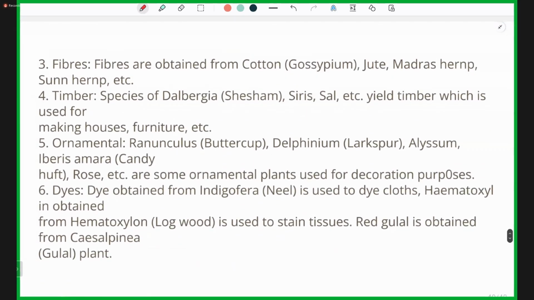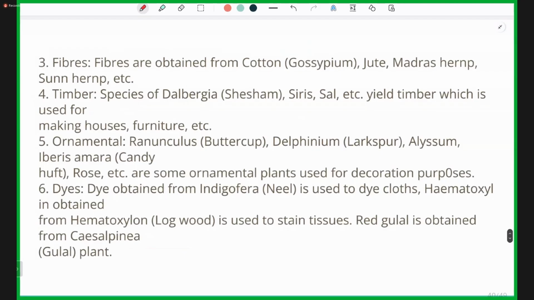Now, fibers, the cotton which we see, the jute, and the hemp, they are all obtained from angiosperms. So fibers like cotton, jute, madras hemp, sun hemp, these are all obtained from the angiosperms. Timber, species of Dalbergia, shisham, Tiris, Sal, etc. is timber which is used for making houses, furniture, etc.